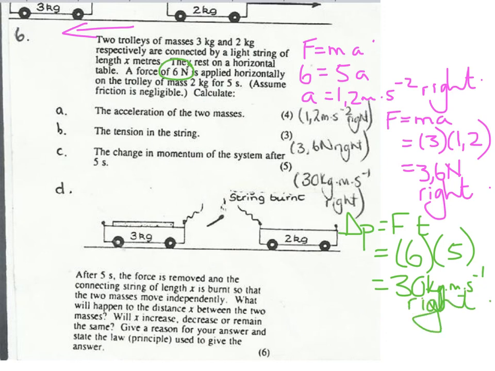And then after 5 seconds, the force is removed and the connecting string is burnt. So the two masses move independently. What will happen to the distance between x? Will x increase, decrease, or remain the same? Give a reason for your answer and explain why. Well, because of Newton's first law of motion, if there are no frictional forces, that distance x will stay exactly the same, because these two will both continue moving at exactly the same constant velocity in the absence of any unbalanced force.